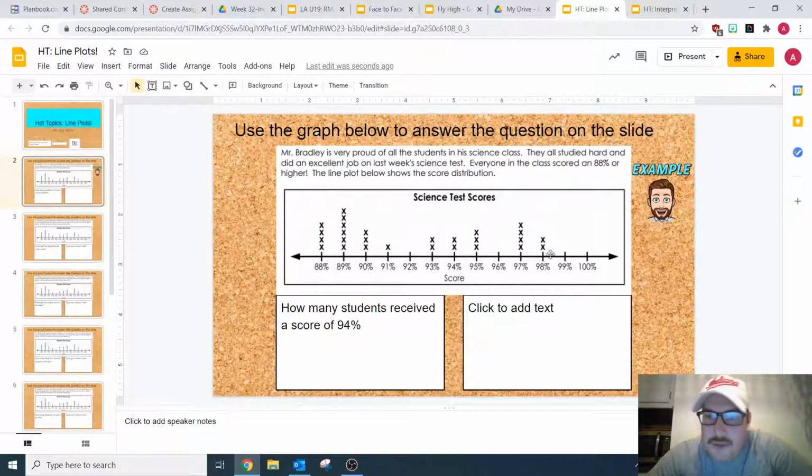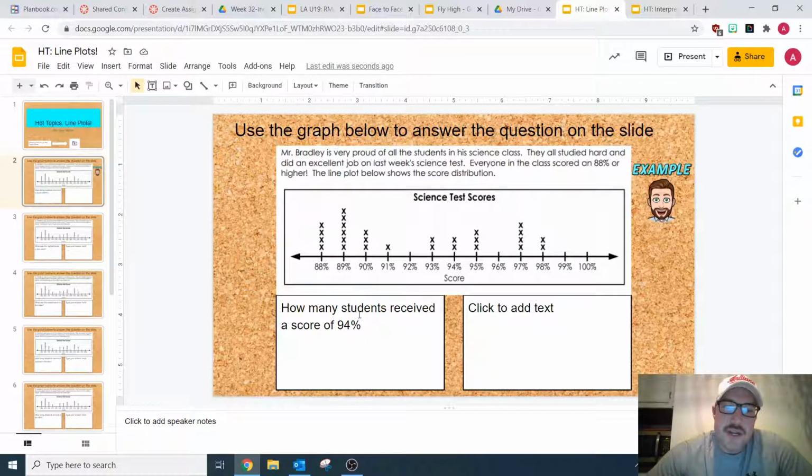So how many students scored 98%? Well, we have 2 marks there, so that means 2 people scored a 98%. And you can tell a lot of things from line plots like this. You can see which score had the most. If I'm looking here, I can see there are more X's here than there are here, so more people scored an 89%. You can tell a lot of different information based on these.